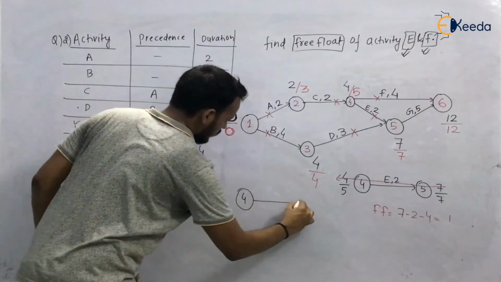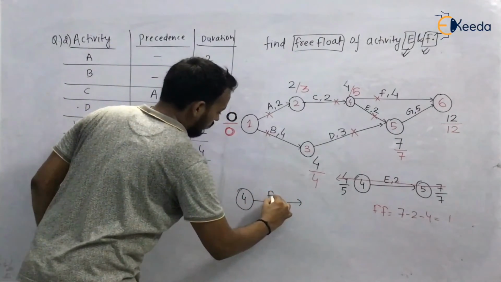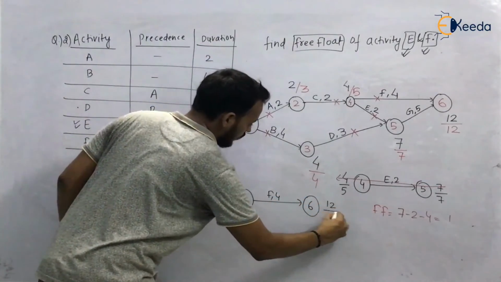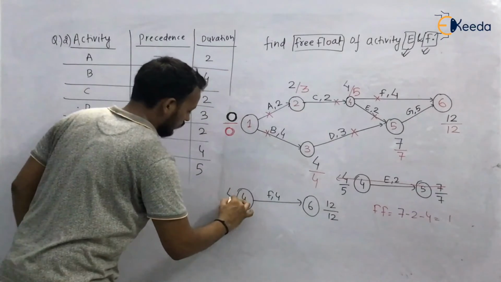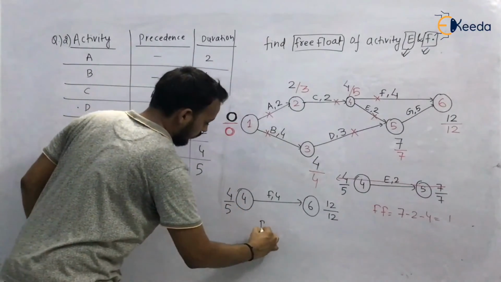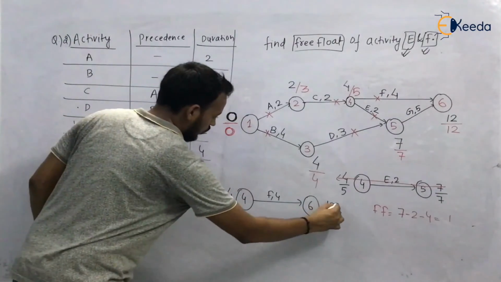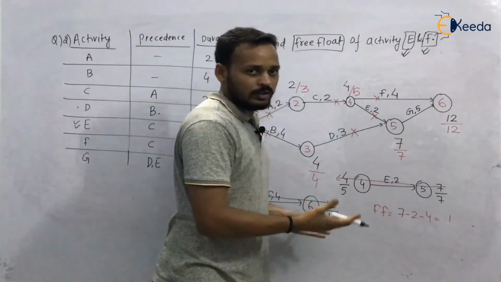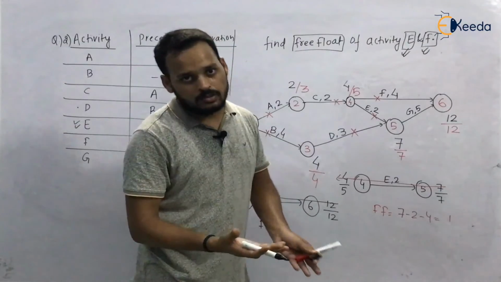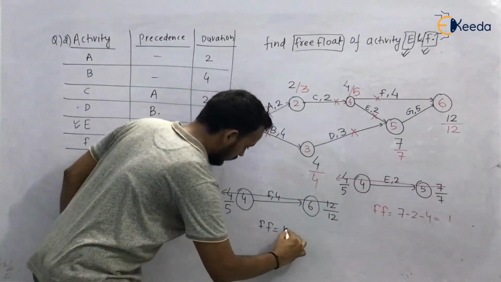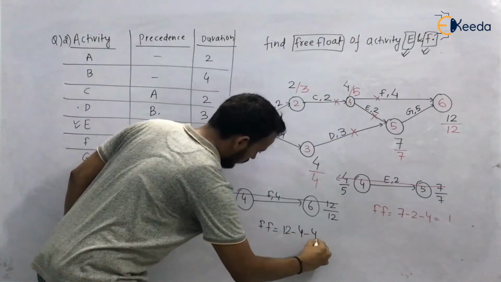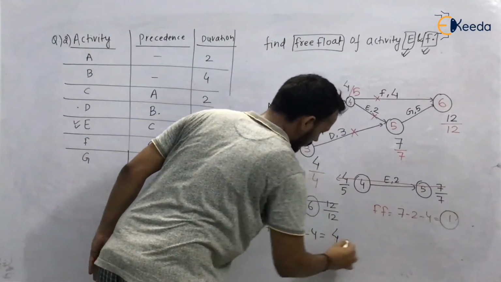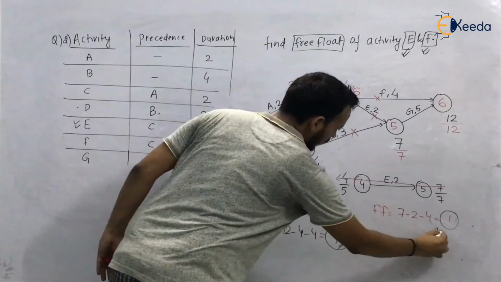Activity F, it is 6. 12 upon 12 and it is 4 upon 5. We have to find free float. So directly apply the formula. First you find total float and then subtract the head event slack. So it is 12 minus 4 minus 4, it will be 4. So 1 and 4 are the answers.